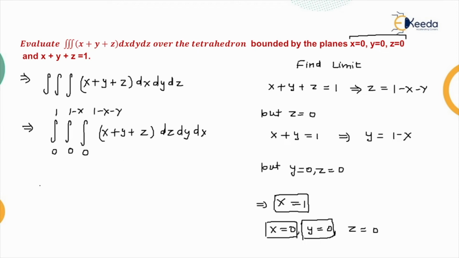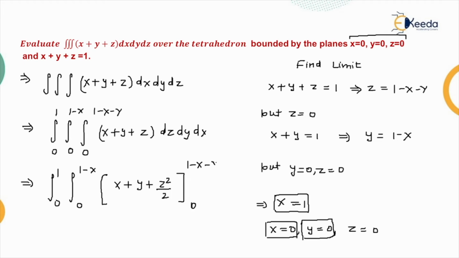Now you can perform the integration one by one, and here I'm going to take the limit of x from 0 to 1, and the limit of y from 0 to 1 minus x. First of all I will perform the integration with respect to z, and it will become (x plus y) times z square divided by 2, and the limit will be 0 to 1 minus x minus y, with dy and dx. Am I right here?